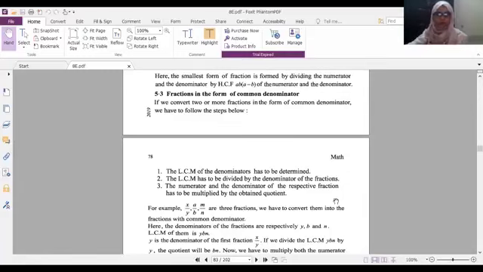Today, I'll discuss chapter 5, lesson 5.3. It's about fractions in the form of common denominator. Here, some steps are given to solve two or more fractions in the form of common denominator. Please go through the steps.